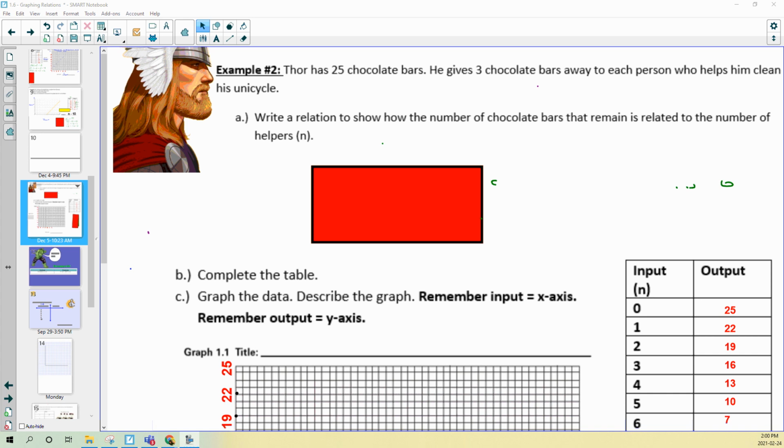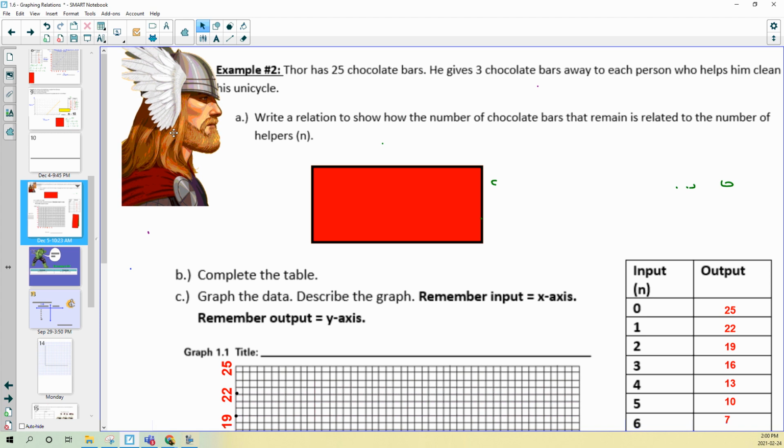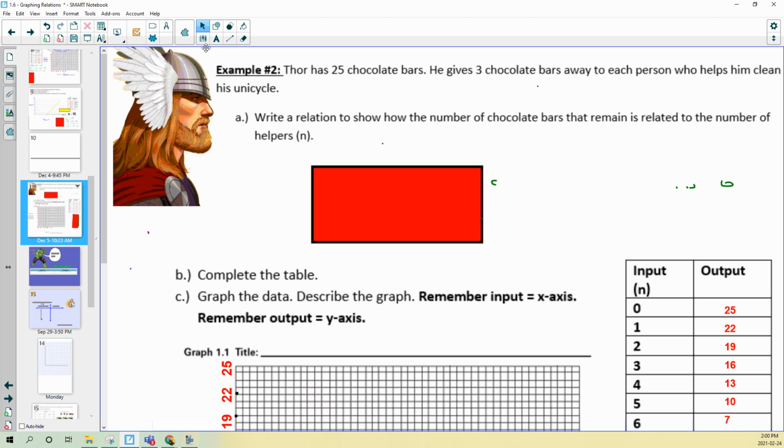Okay, so last question. We are on the lovely Thor question. Thor has 25 chocolate bars. He gives 3 chocolate bars away to each person who helps him clean his unicycle. So he starts out with 25, and every person that helps him, it's deducting 3 chocolate bars from that amount. Really, really important.